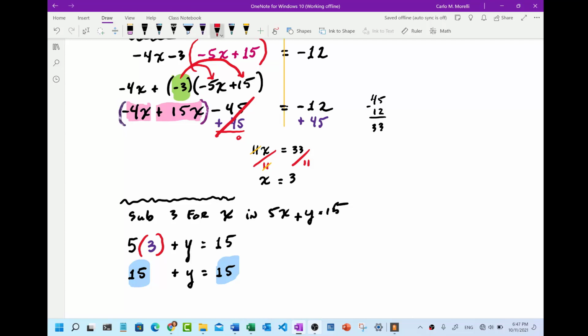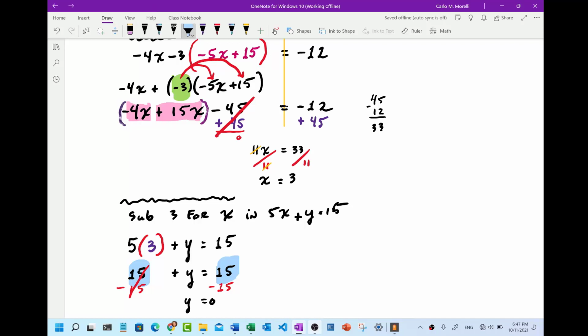Now I'll go ahead and show the math. We would subtract 15 from both sides. But I want you to think about it, right? What could it possibly be other than 0? So y's value is 0.